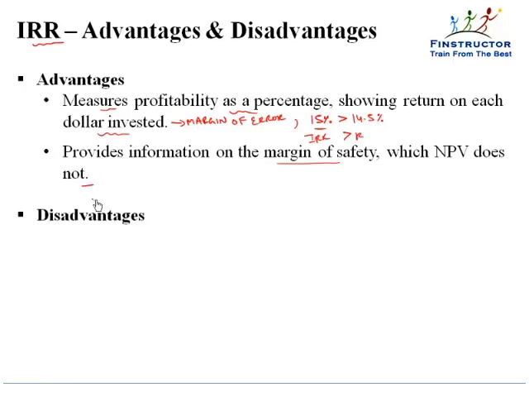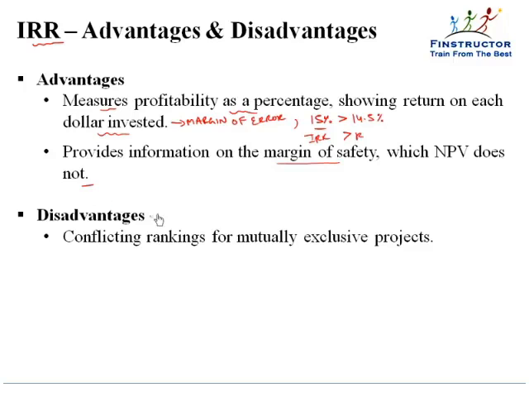On the flip side, IRR is not theoretically the best method as NPV was. So in cases where there is a conflicting ranking, that is the NPV says project A, whereas the IRR for another project B is higher, and the projects are mutually exclusive, that is, it can be either A or B, not both, we will have to prefer the NPV method and not the IRR, as we will discuss with an example in the next slide.